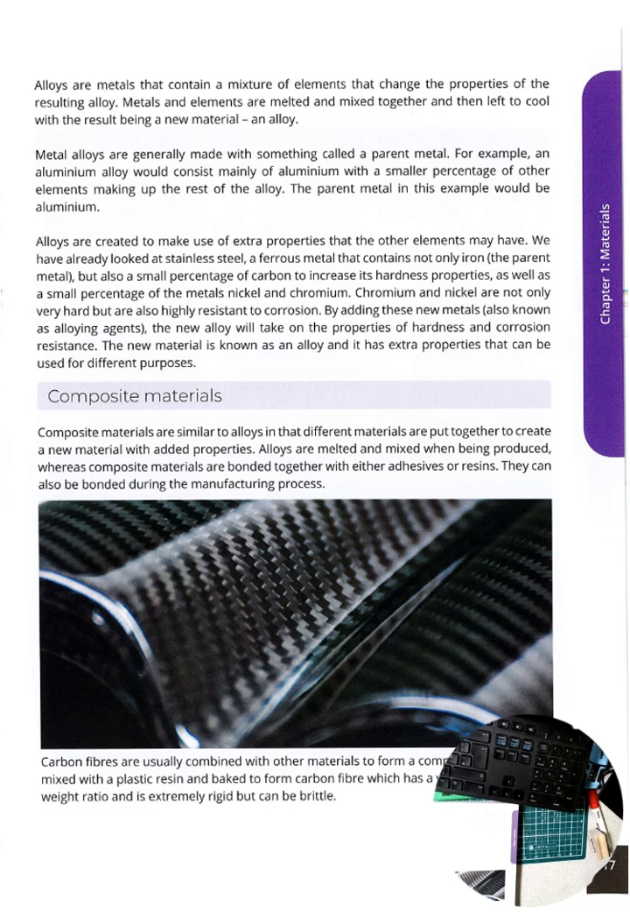Carbon fibers are usually combined with other materials to form composites. For example, they are mixed with a plastic resin and baked to form carbon fiber, which has a very high strength to weight ratio and is extremely rigid, but can be brittle.